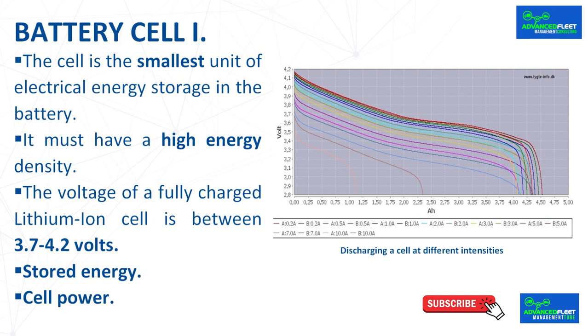In practice, it is more complicated because the capacity of a cell changes slightly depending on the intensity at which it is discharged. If we discharge it slowly, we will obtain more energy than if we discharge it quickly.